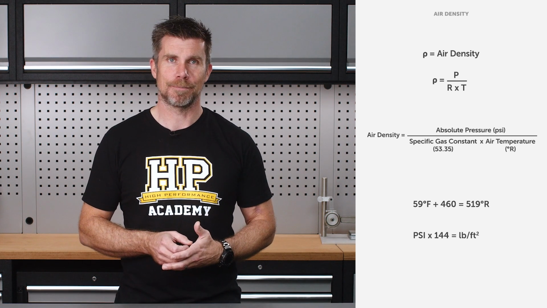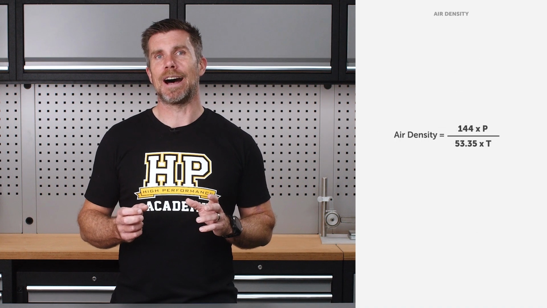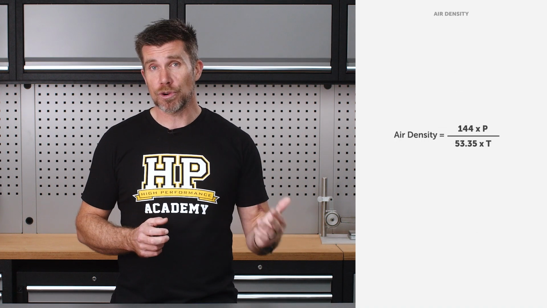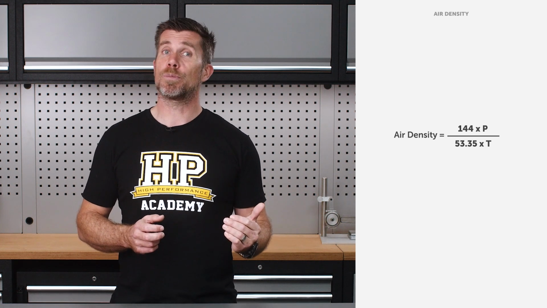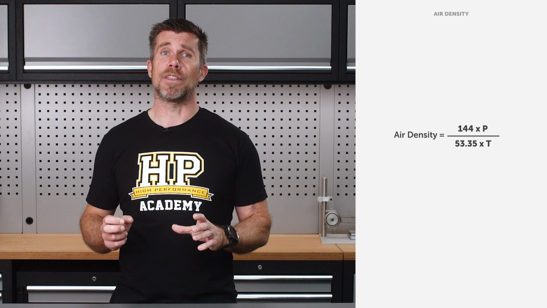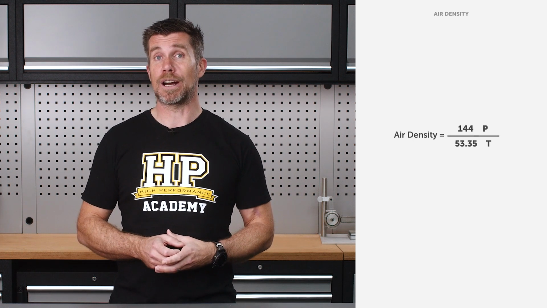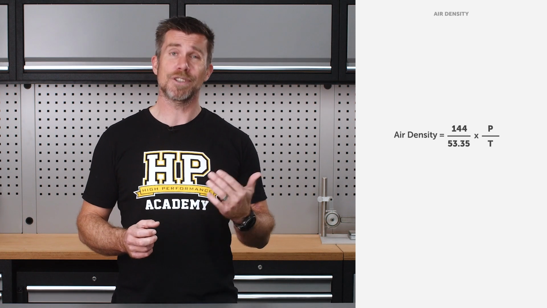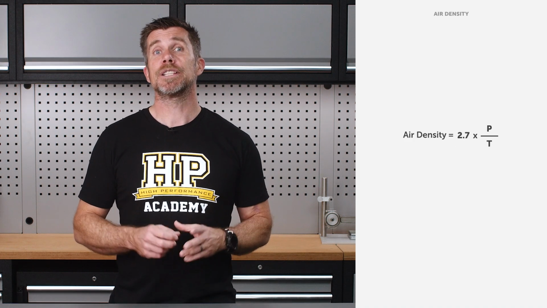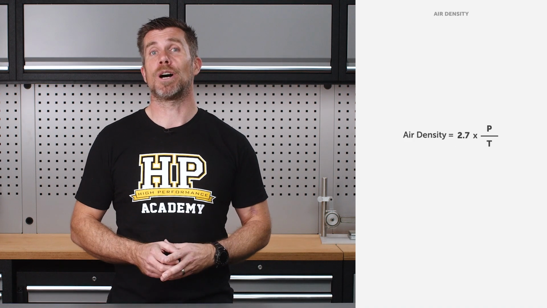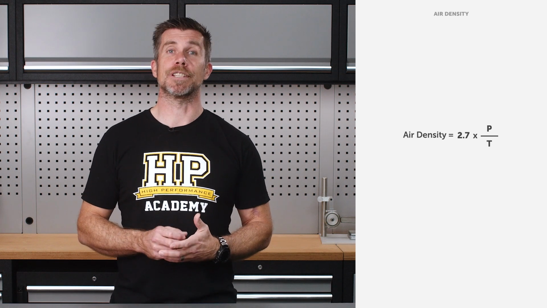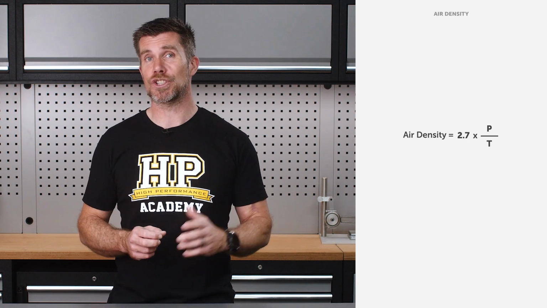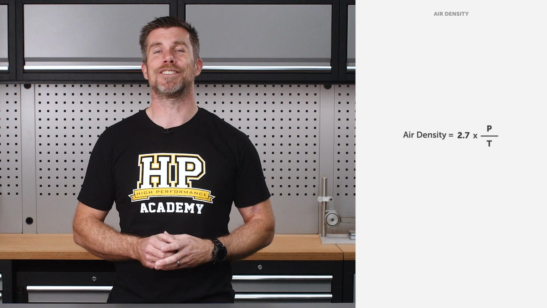If we look at our equation now, we can see that we're multiplying the pressure on the top by 144, but on the bottom of the equation, we're multiplying our temperature by 53.35. We can simplify this as 144 divided by 53.35, which is equal to 2.7. So we can just multiply the pressure on the top of the equation by 2.7 for simplicity. This accounts for the specific gas constant as well as changing the units from pounds per square inch to pounds per square foot.